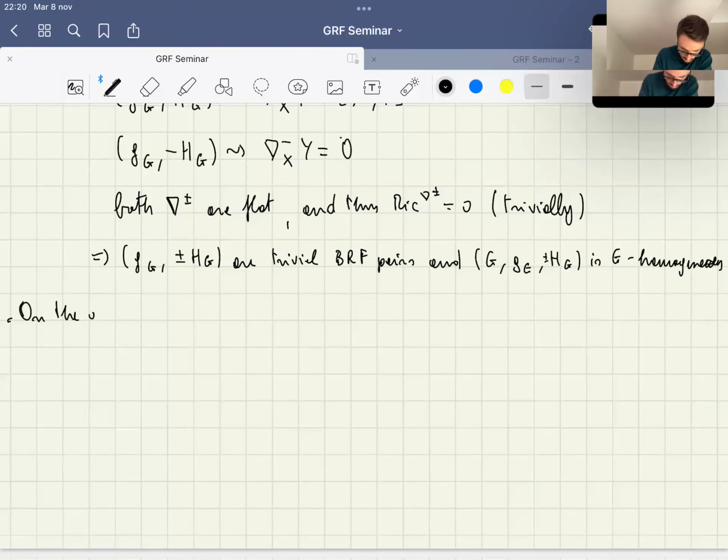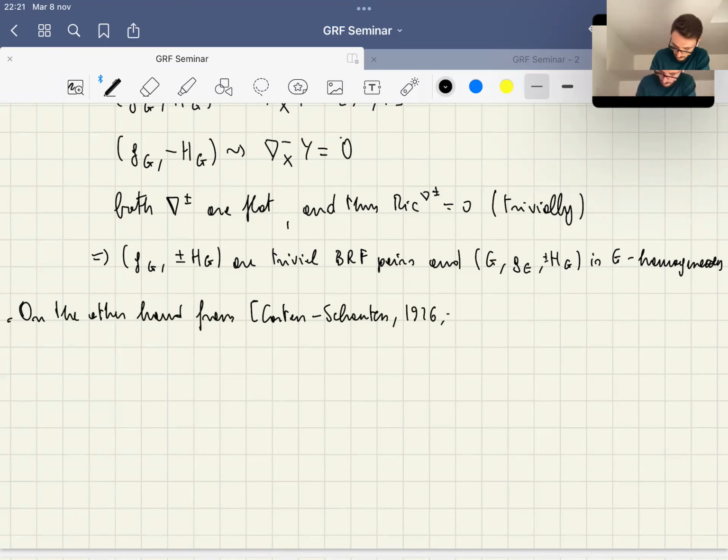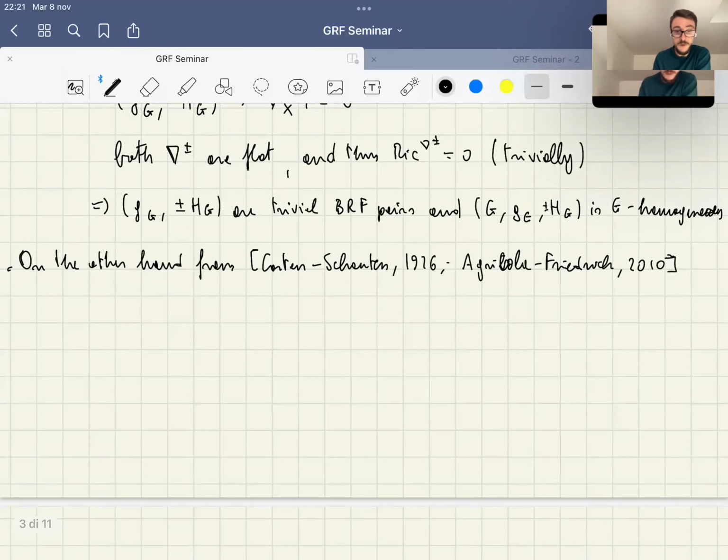So on the other hand, from Cartan-Schouten 1926, and also more recently with a different kind of proof in a paper by Agricola and Friedrich, one has a kind of characterization of which are the possible Bismut-Ricci flat, complete simply connected manifolds that admit a flat metric connection with totally skew-symmetric torsion.